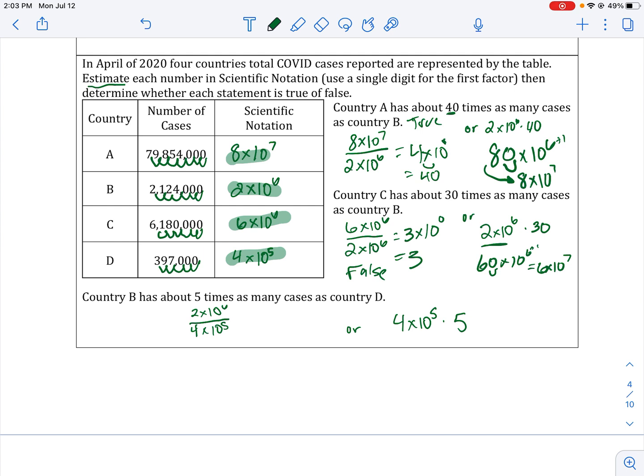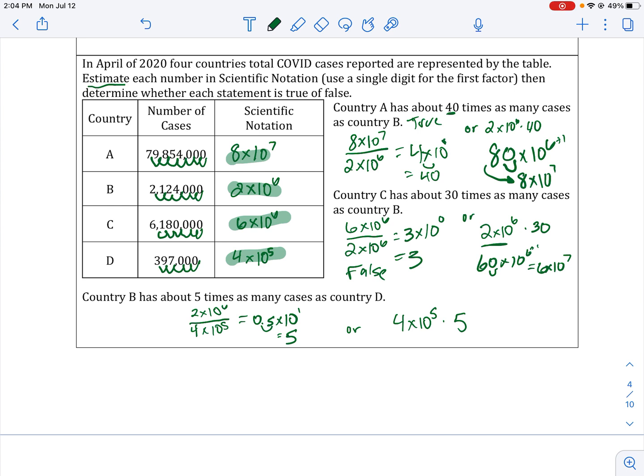Here, country B has about 5 times as many cases as country D. So I went ahead and divided them. I took country B, divided it by country D, 0.5 times 10 to the first. Let's put this in standard form. This positive 1 tells me to move the decimal one place to the right, which I do, which gives me 5. So far this is true.